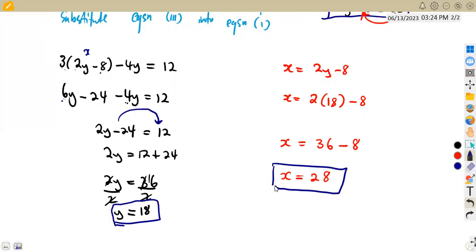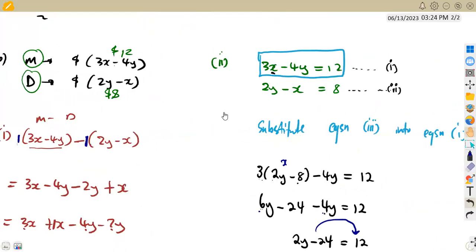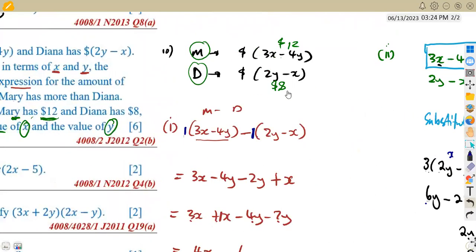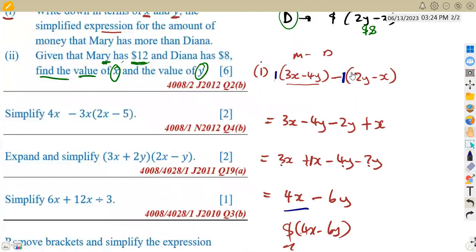So the question is just for you to solve for x and for y. You can even prove it by substituting these values back into any of these equations to see if truly we are having the same thing. All right, so these are some of the typical questions that we might have, word problems under algebraic expressions.